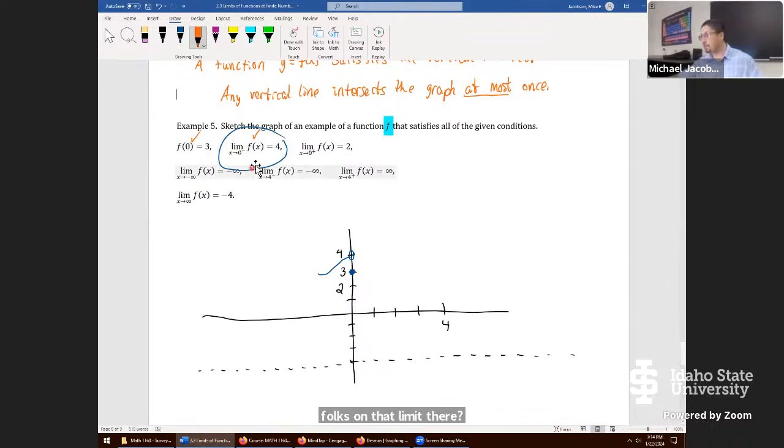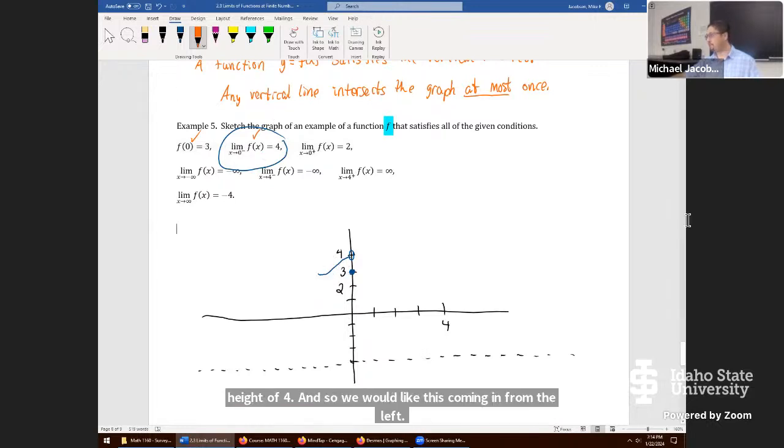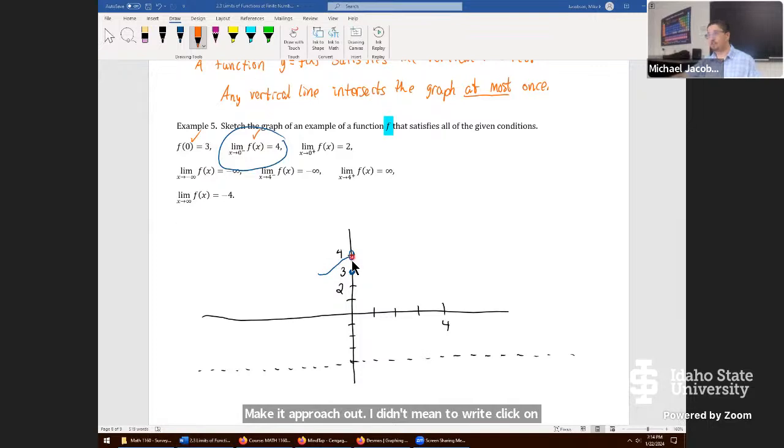Awesome. So it's saying, if we look at it, as x gets closer and closer to 0, only coming in from the left-hand side, f of x has to be getting closer and closer to a height of 4. And so we went like this, coming in from the left, make it approach a height of 4. That was so fun, we'll just redo the whole thing with this one.